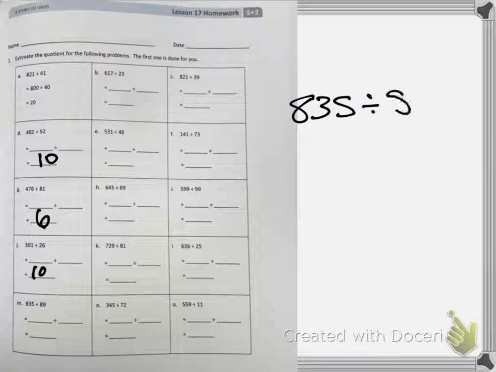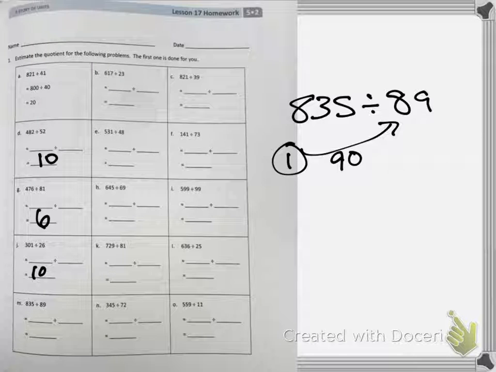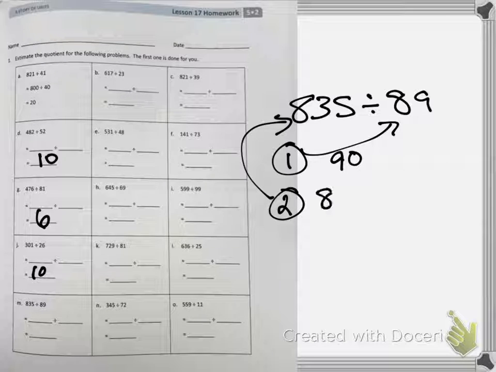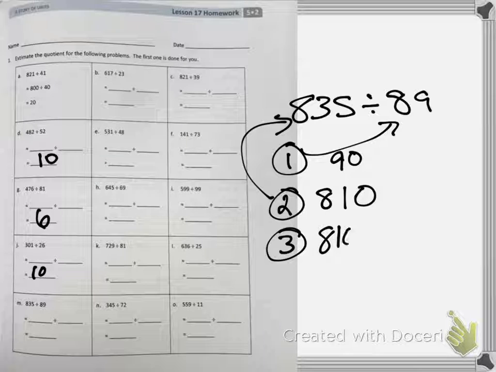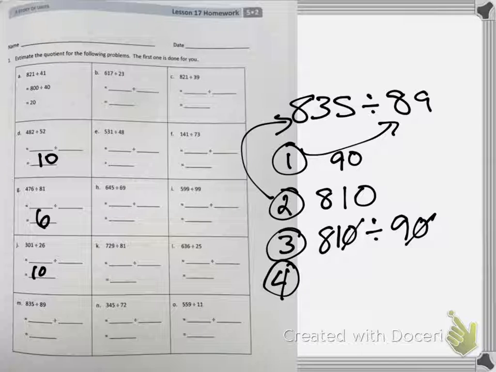835 divided by 89. First step, divisor, 90. Second step, dividend. Let's see. We could do 81. Yep, 810. Third step, division sentence. I'll go ahead and cross out those zeros. Fourth step, and we get 9.